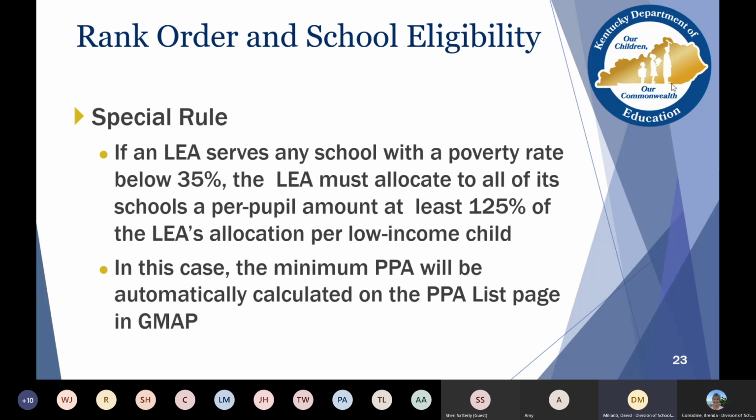Okay. I know that's a very high level explanation of that rule. But I think it's important to know that if you are one of those districts, the GMAP system does the work here for you. And it's also important to know that if that minimum PPA applies in your district, it has to apply to every school, not just those that are under that 35% mark. Right. So it would be all of the schools.